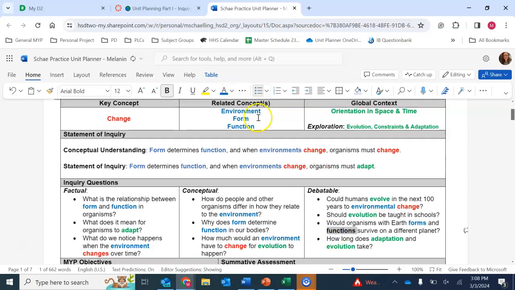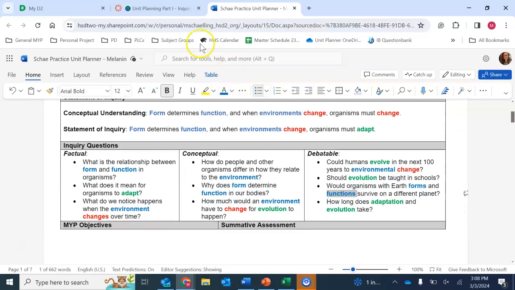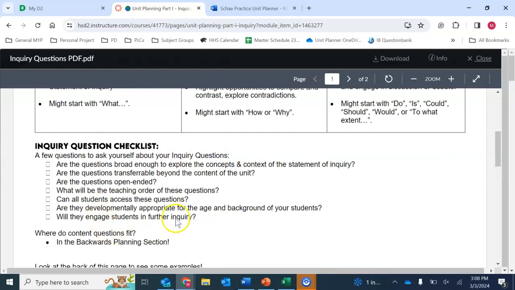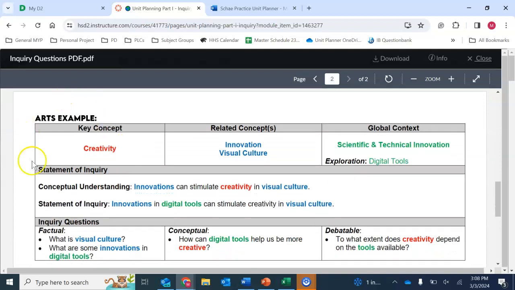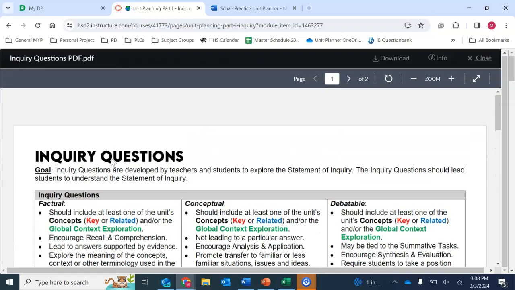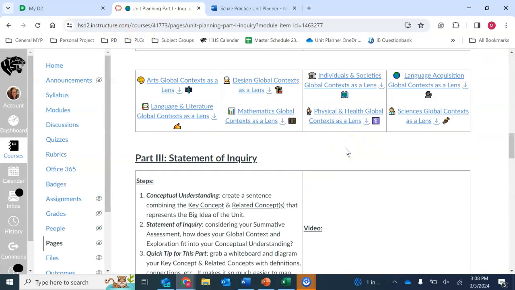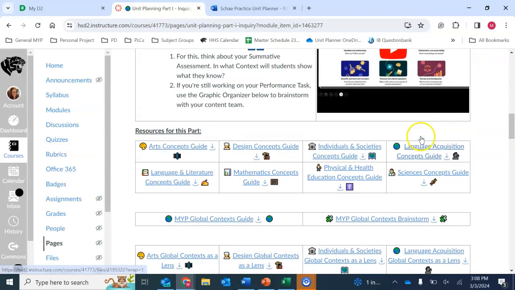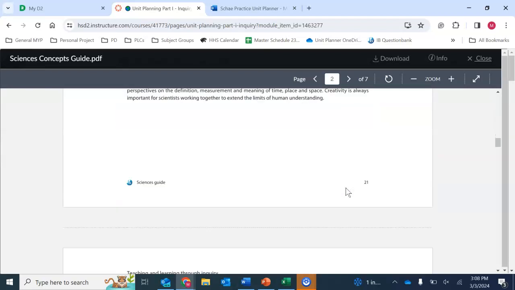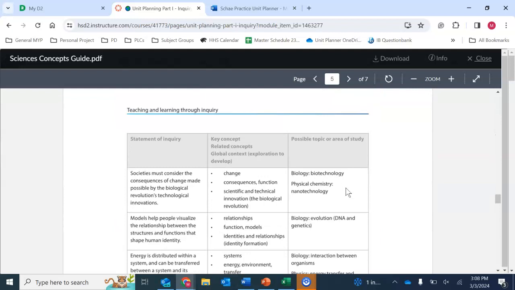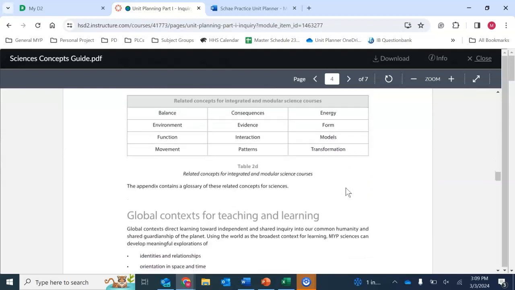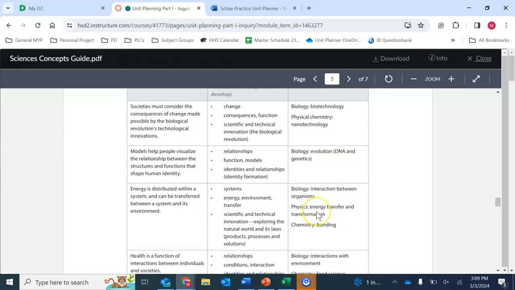Now, if you're struggling with these, I've got a few resources here. I've got the big guide up at the top. I've got some checklists here. I've got some examples from the arts, from design. And really, you have a bunch of examples as well in your concepts guide. If I go back up to my Sciences Concepts Guide, I think I've got some more inquiry questions here too. We've got some example statements of inquiry, concepts, areas of study.